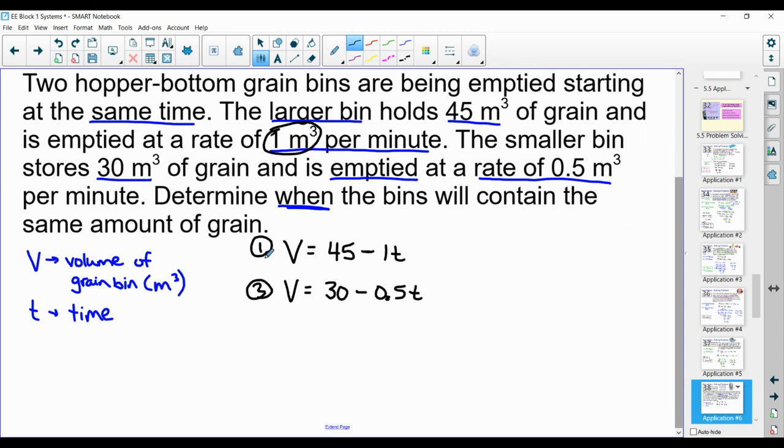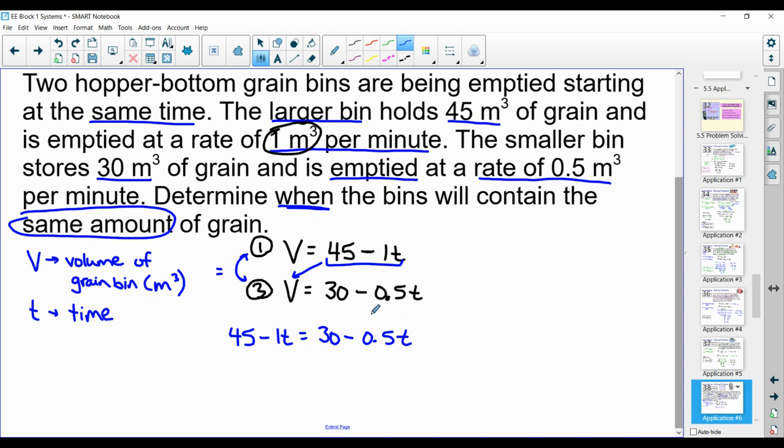Now, this is a question I'm going to solve using substitution. I have two values for V. V equals 45 minus 1t, and V equals 30 minus 0.5t. Well, these are starting at the same time, and we're being asked when our amounts will be equal. So when will this amount equal this amount? So I'm going to set these two amounts equal to each other. So basically, I'm taking this value of V and subbing it in for this value. So using substitution, I have 45 minus 1t equals 30 minus 0.5t.